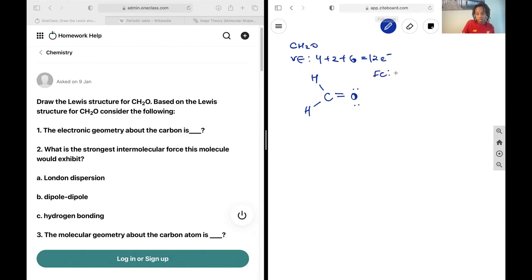Count our formal charge again. On the hydrogens, we're going to have 1 minus 1, 0. On the carbon, we're going to have 4 minus 0 minus 4, 0. And then lastly on the oxygen, we will have 6 minus 4 minus 2, and that is also 0. So our formal charges all make sense because the net formal charge is 0, and our valence electrons are all accounted for. So this is a correct Lewis structure.